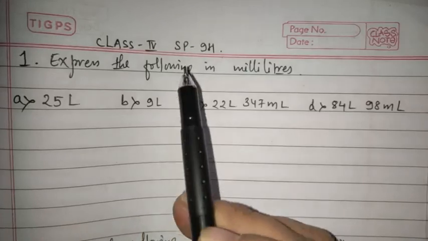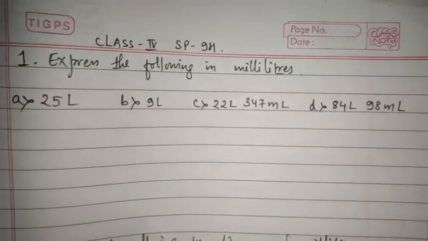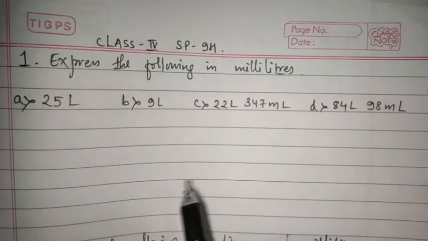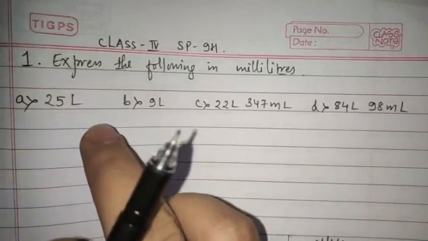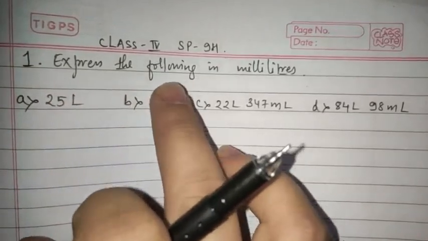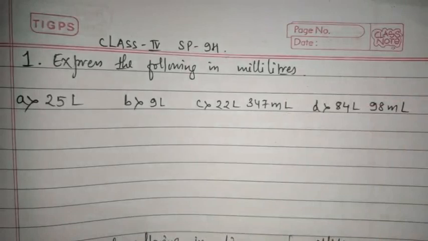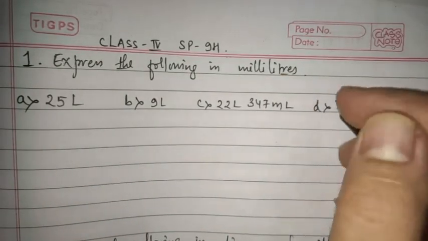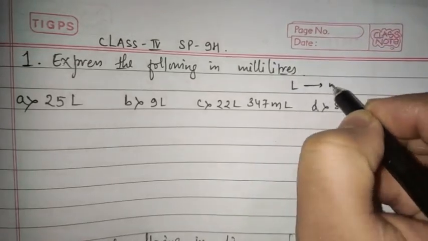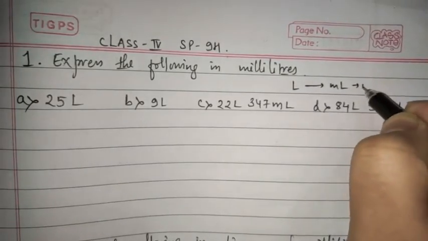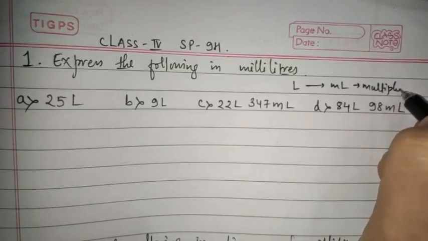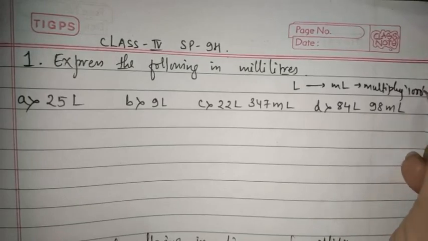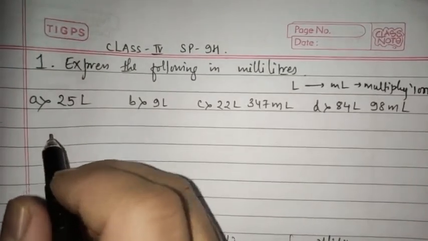So in today's class we will be doing self-practice 9H. The question is: express the following in milliliters. So you have to convert the given value, which is in liter, into milliliter. Whenever the question is asking to convert liter into milliliter, you will multiply with 1000. Multiply with 1000. Okay, so just see an example here.